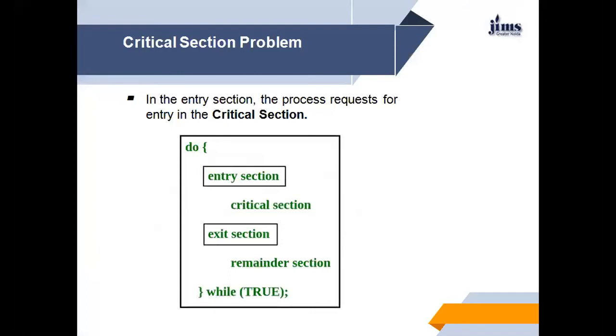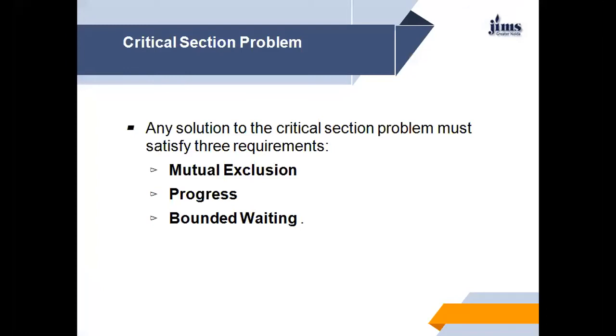Here you can see in the entry section, the process requests entry into the critical section. So there is one entry section and one exit section, and there is the remainder section, as I have discussed earlier. A solution to the critical section problem must satisfy the following three requirements: number one, mutual exclusion; number two, progress; and number three, bounded waiting.